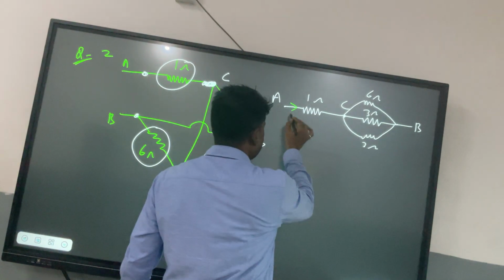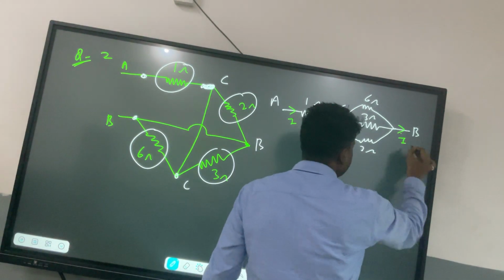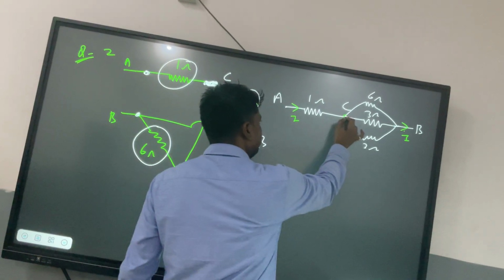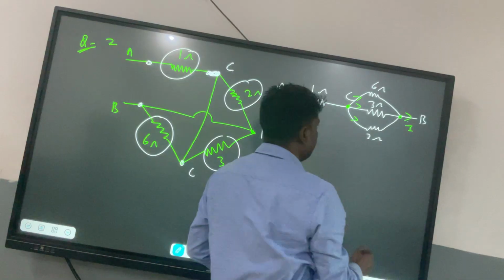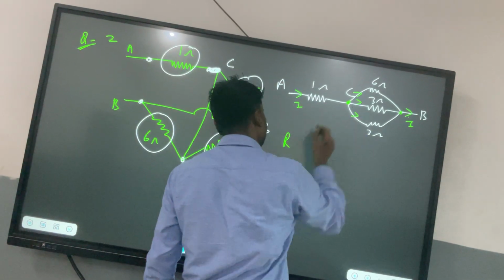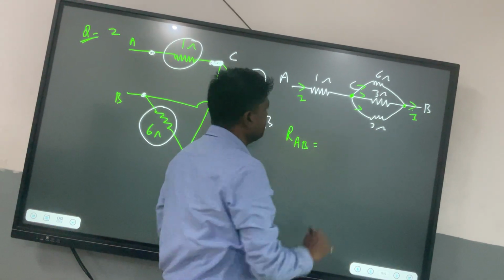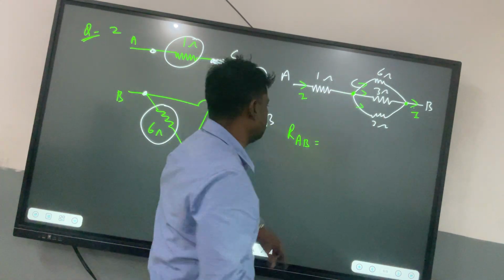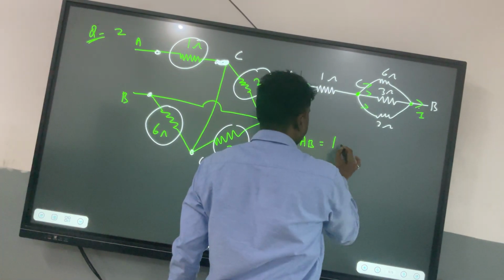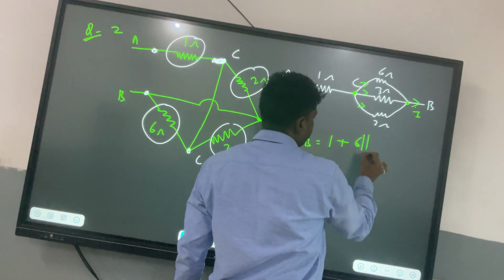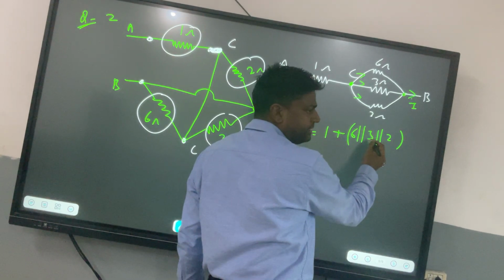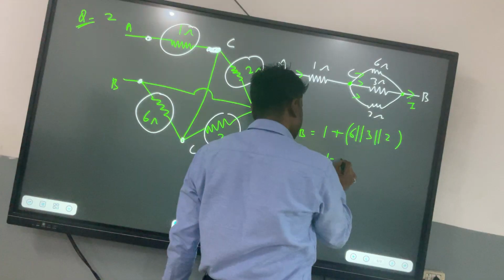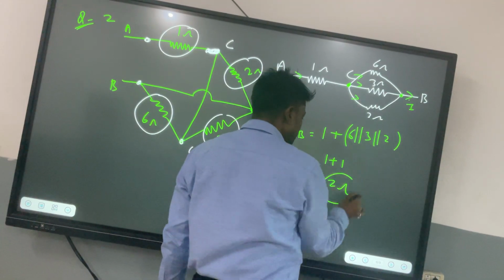See, whatever the current is entering, the same current should be leaving. Now, this current is divided into 3 parts, so I can guarantee that these three are in parallel. So RAB is what? This is in series with the combination of this in parallel. So 1 plus 6 parallel 3 parallel. So the answer is 6 parallel 3 is 2, 2 parallel 2 is 1, 1 plus 1 is 2. So the answer should be 2.